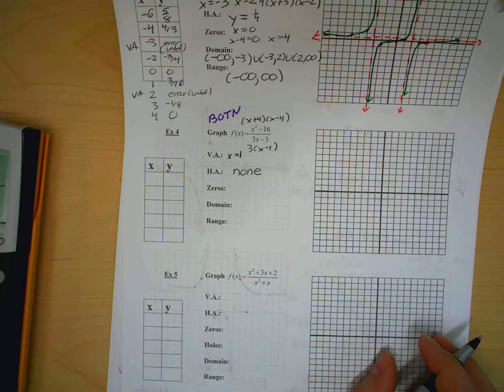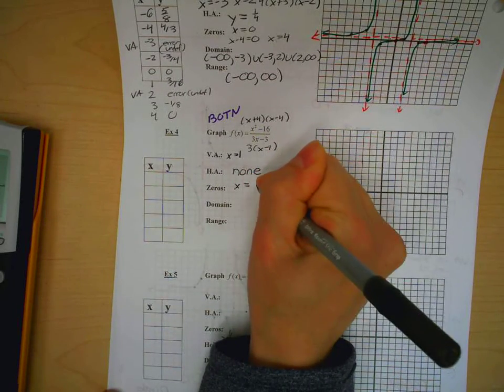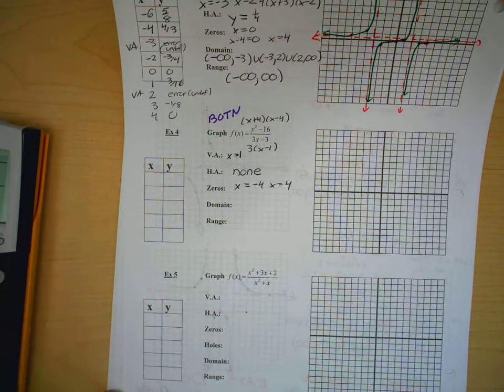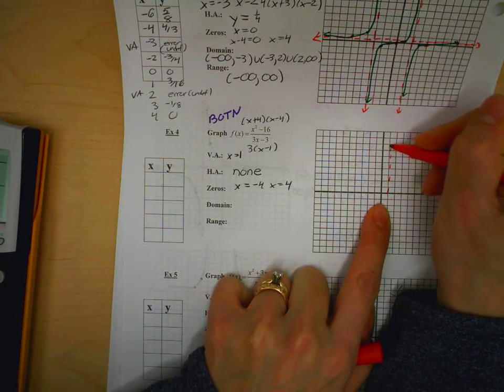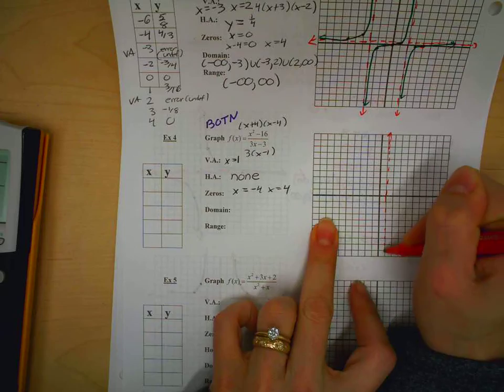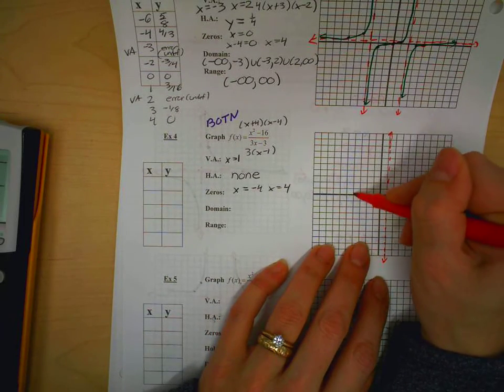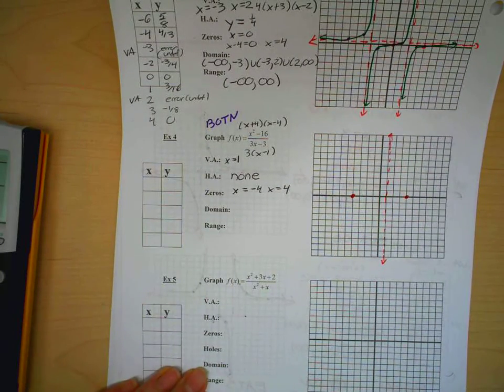All right, my zeros. If I set the numerator to 0 and solve, how many zeros am I going to have? 2. What are they going to be? All right, let's get some other values. Actually, let's get the asymptotes on there first. So we've got a vertical at x equals 1. There is no horizontal, and I have 1, 2, 3, 4. That's a 0. 1, 2, 3, 4. That's a 0.